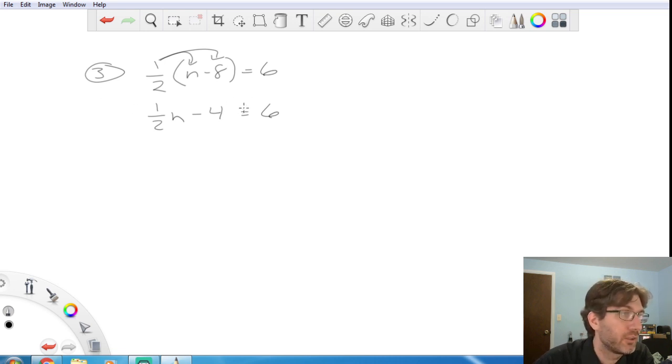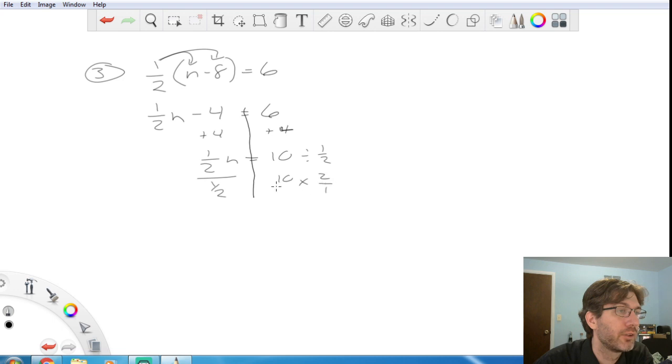Once you do that, you're going to solve like we've been doing. You have to get n by itself. We're subtracting 4, so add 4 to both sides, and you get half of n equals 6 plus 4, which gives you 10, and then you divide by a half. Divide by a half, which is the same thing as multiplying by 2. So that's going to give you a 20 over there. This is going to cancel, and n equals 20.